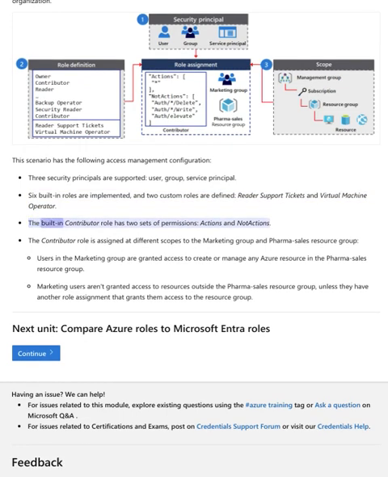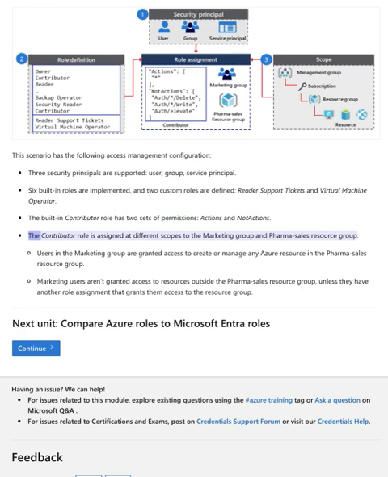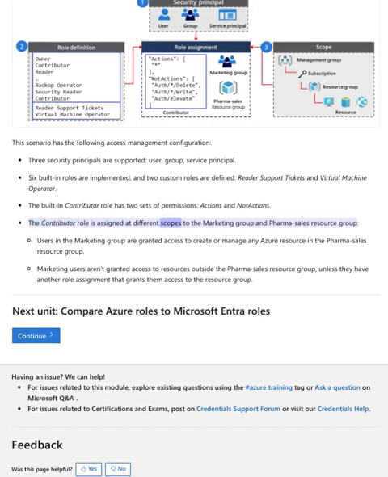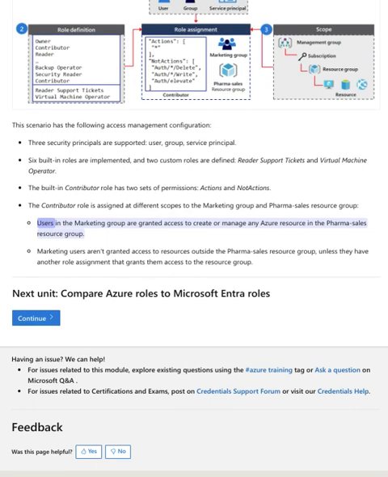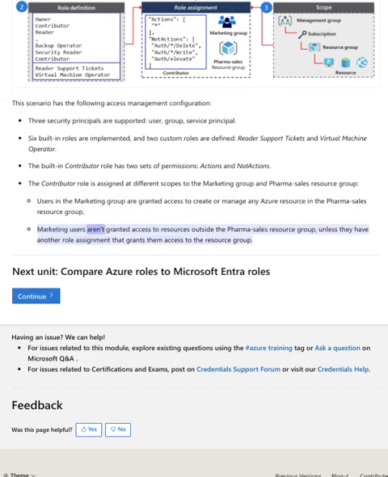The built-in contributor role has 2 sets of permissions, actions and not actions. The contributor role is assigned at different scopes to the marketing group and pharma sales resource group. Users in the marketing group are granted access to create or manage any Azure resource in the pharma sales resource group. Marketing users aren't granted access to resources outside the pharma sales resource group, unless they have another role assignment that grants them access to the resource group.